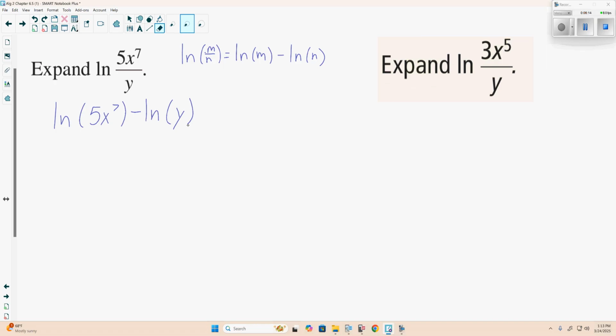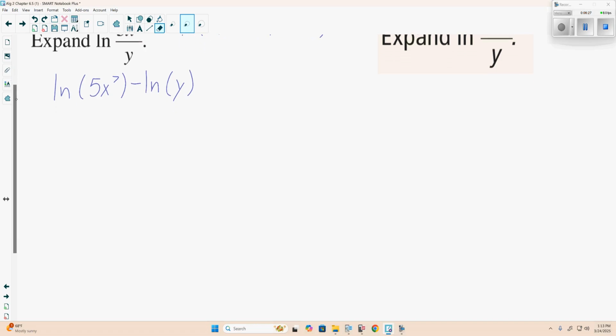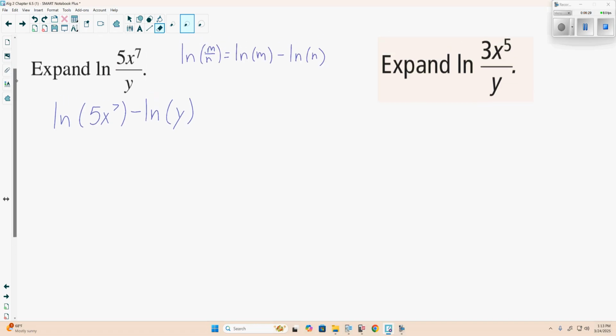Anything on the bottom of the fraction is going to have a negative out front. For it to be in the bottom of the fraction, it's going to have that negative out front. That's just a way that we know that it should end up in the bottom or came from the bottom of the fraction. Questions on this so far?